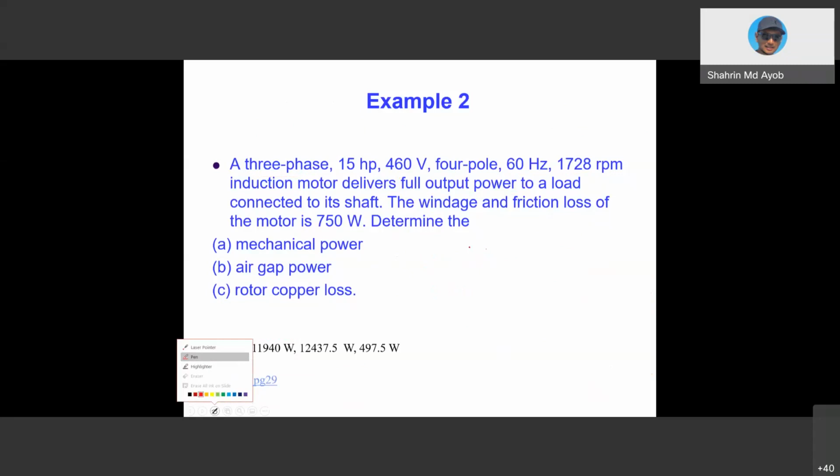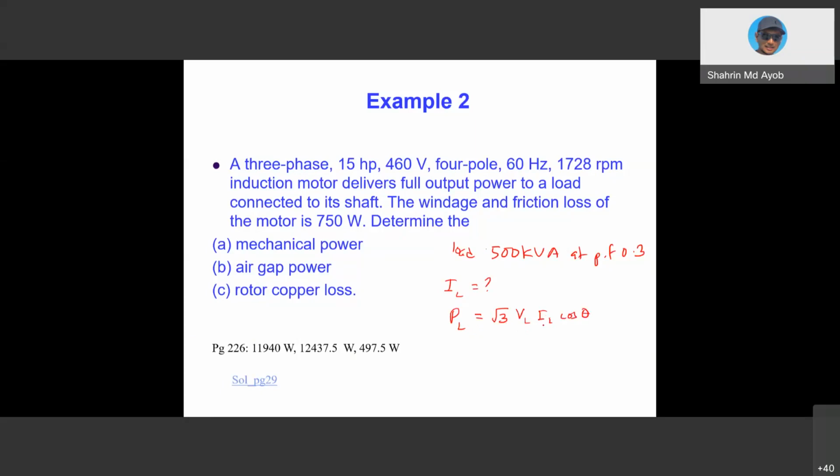If you remember the question, the load is actually 500 kVA at power factor 0.8. And usually for the current load, you use this one, right? P load is equivalent to square root 3 V line I line cos theta. So because most of you use this equation, I line equals P load over square root 3 V line cos theta. Yes, this is the correct equation you need to use.